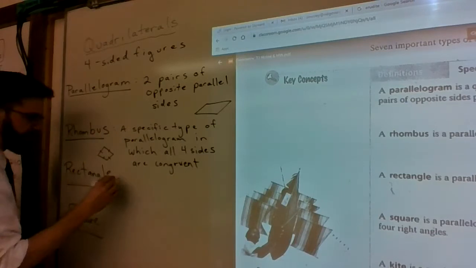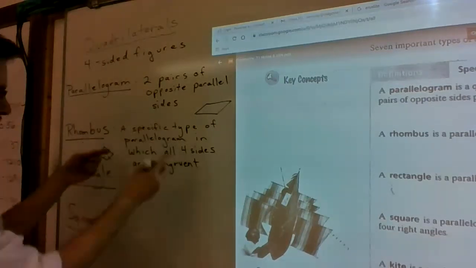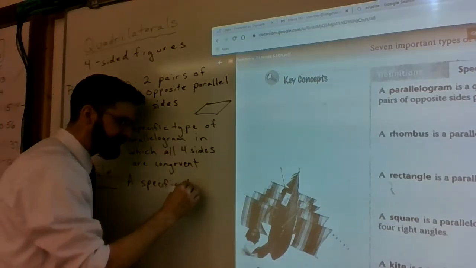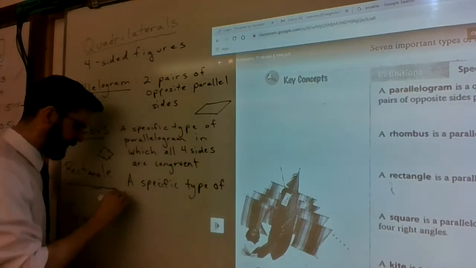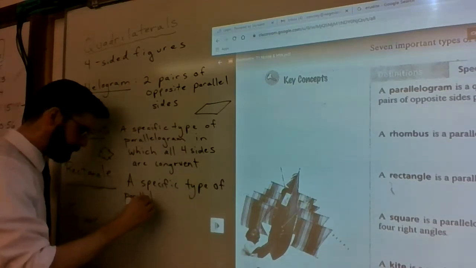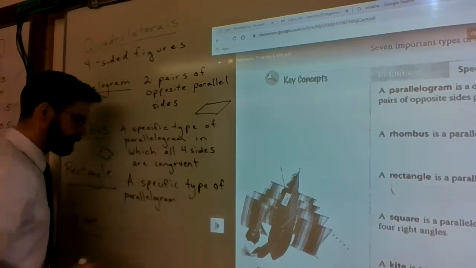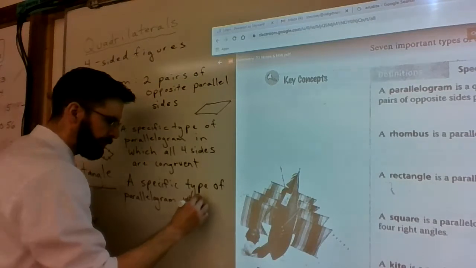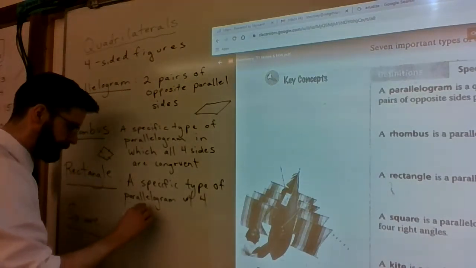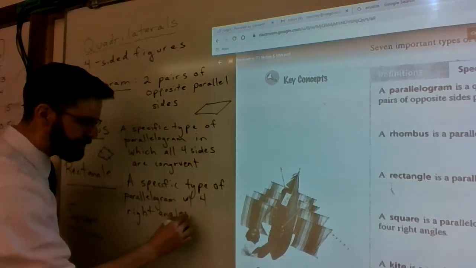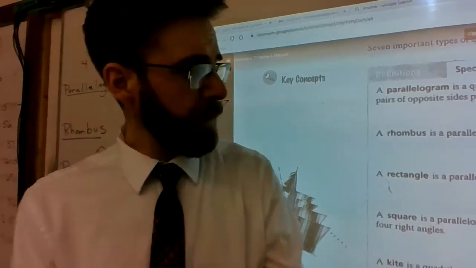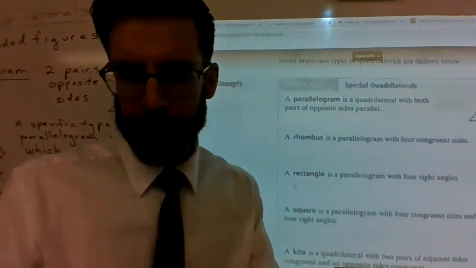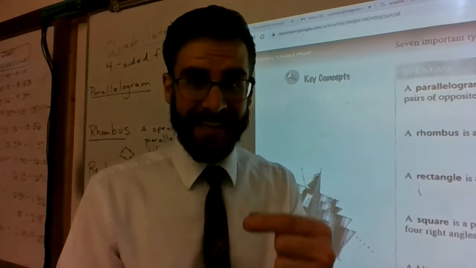Third type, a rectangle. This is a specific type of parallelogram, once again, with four right angles. I think you guys know what a rectangle looks like, but maybe you've just never considered it in that way before. Here's a good picture to show you guys. Four right angles here. Okay. But again, the big thing is it is a parallelogram.